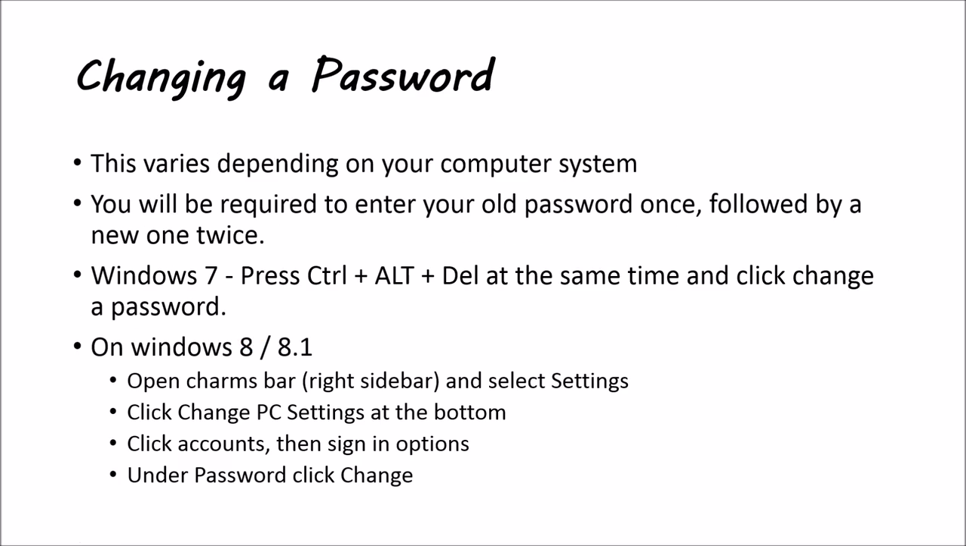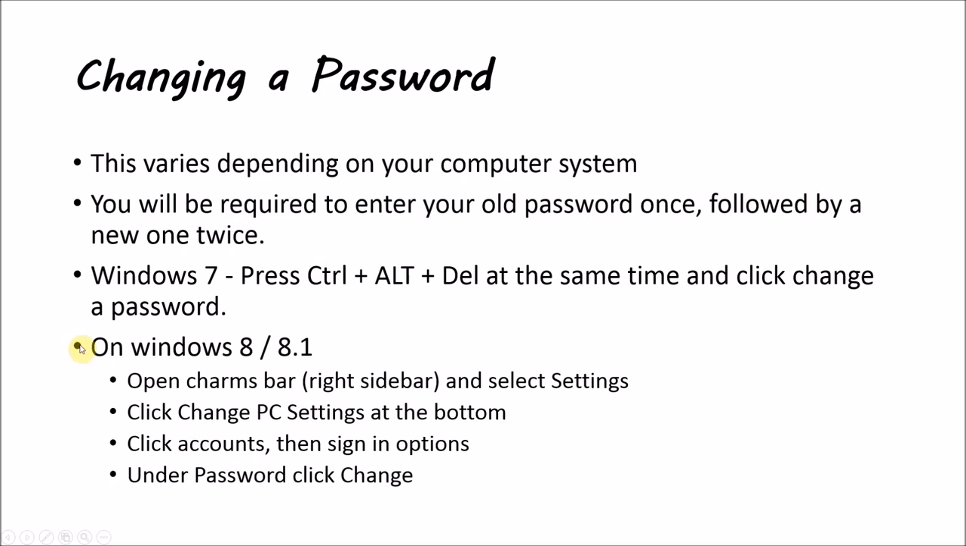So changing a password, this varies depending on your computer system, especially your operating system. You will be required to enter your old password once, followed by a new one twice. So in Windows 7, if you press Control, Alt, and Delete at the same time, so Control and Alt are at the bottom of your keyboard, and then Delete is near the top right of your keyboard. If you press them all at the same time, a window will come up and you click Change a Password, and it will prompt you to do this step. Enter your old password once, followed by a new one twice.